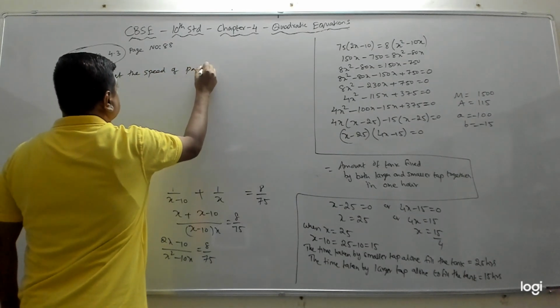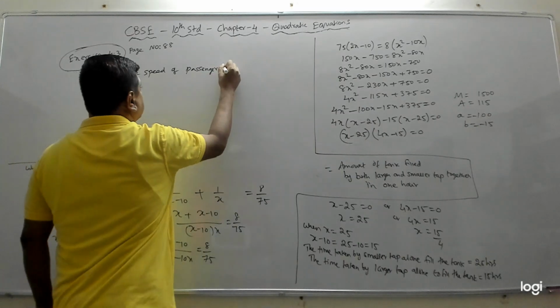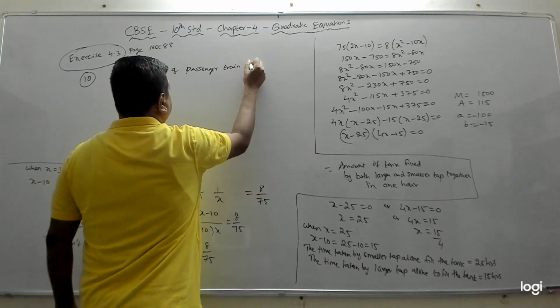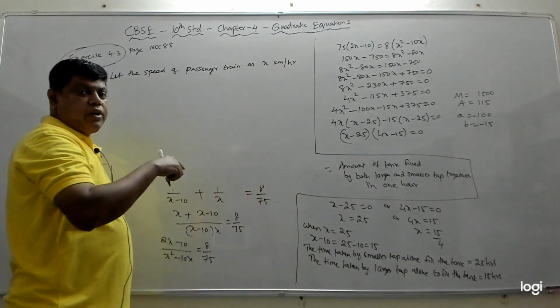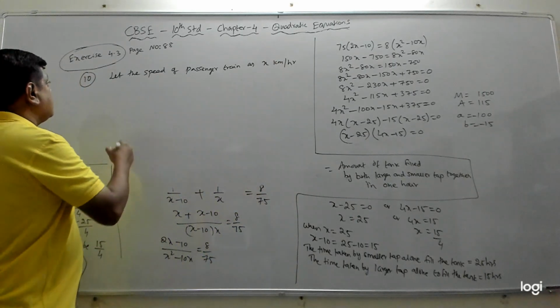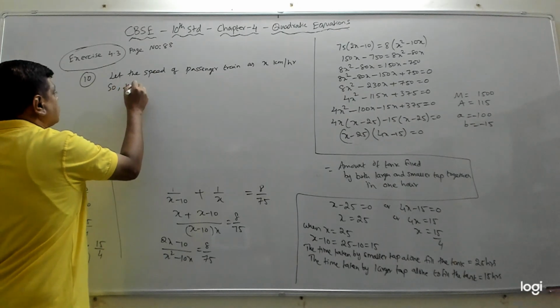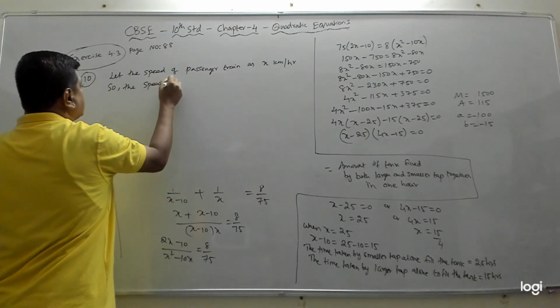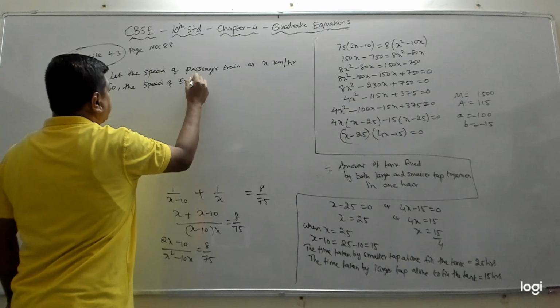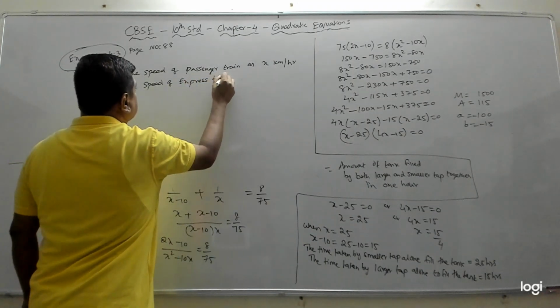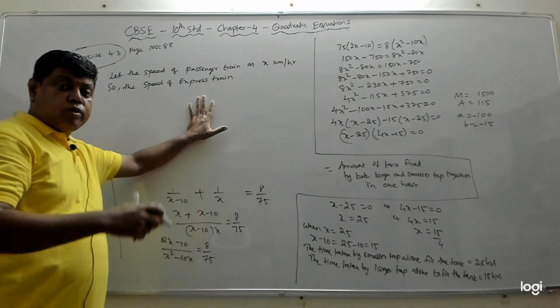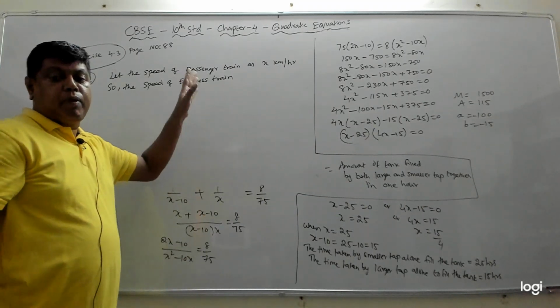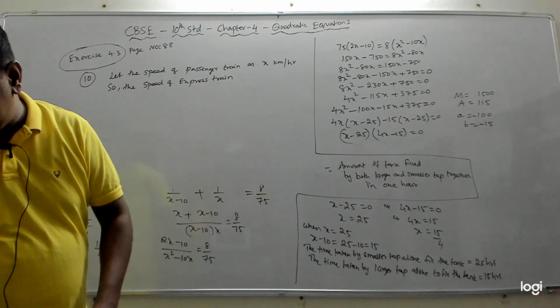the passenger train be x kilometer per hour. We have to find the speed of both the trains, the passenger train and the express train. So what is the speed of the express train? Because the express train goes 11 km faster than the passenger train. That's what is given, right?